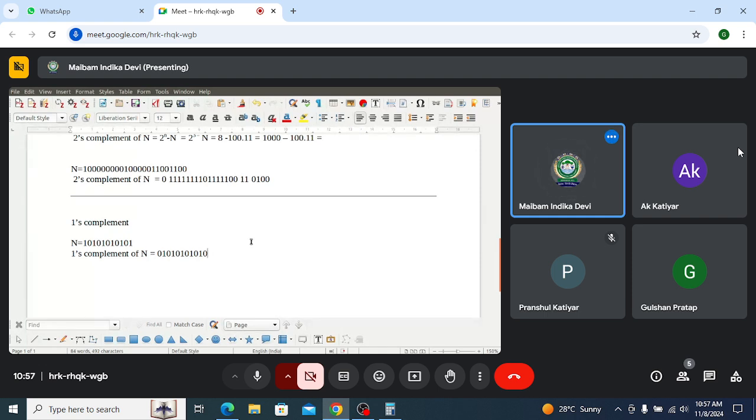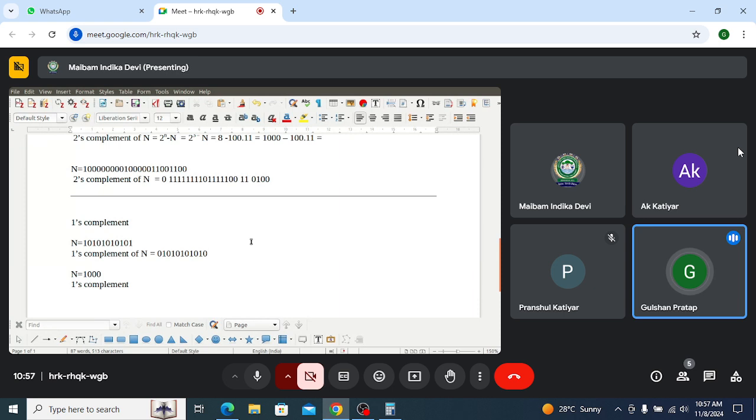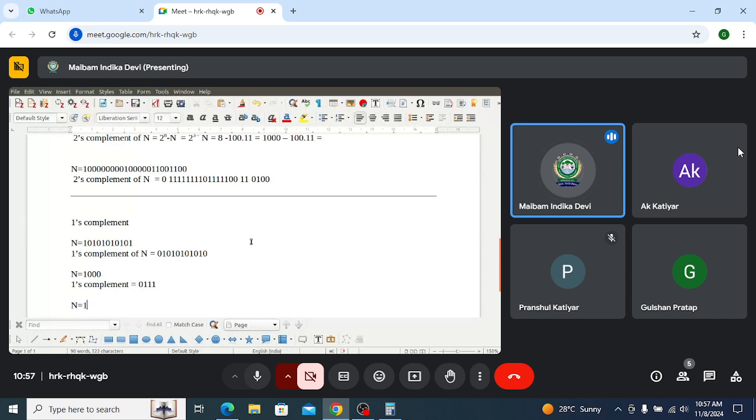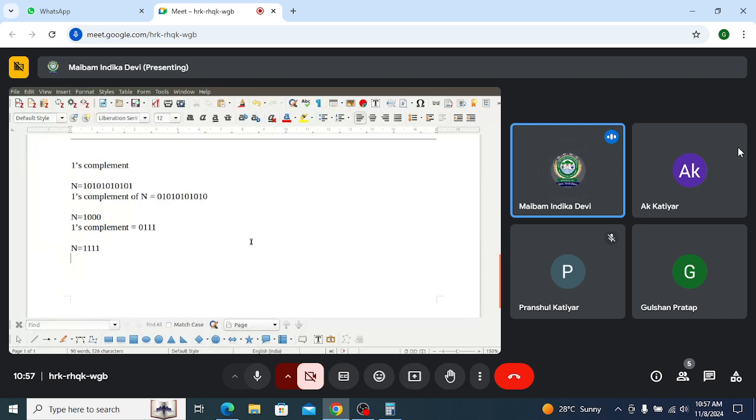Understood? Yes, ma'am. Now if the value of N equals 1000, what is the 1's complement? 0111. Now if the value of N equals 1111, then the value of the 1's complement will be 0000. Understood so far?